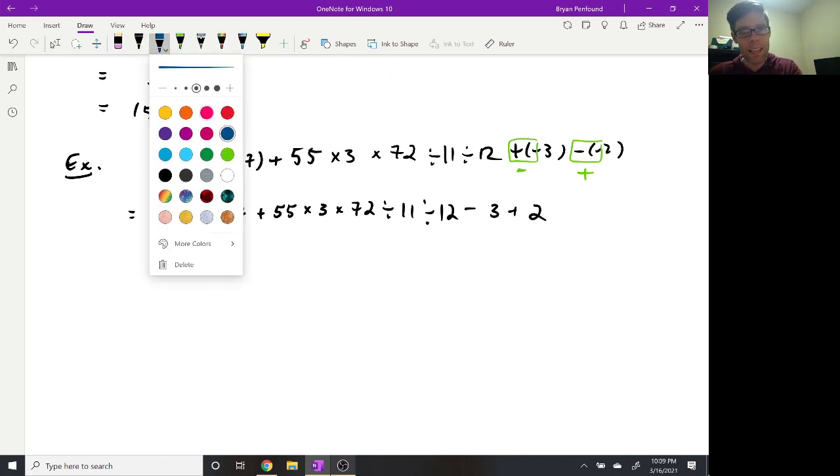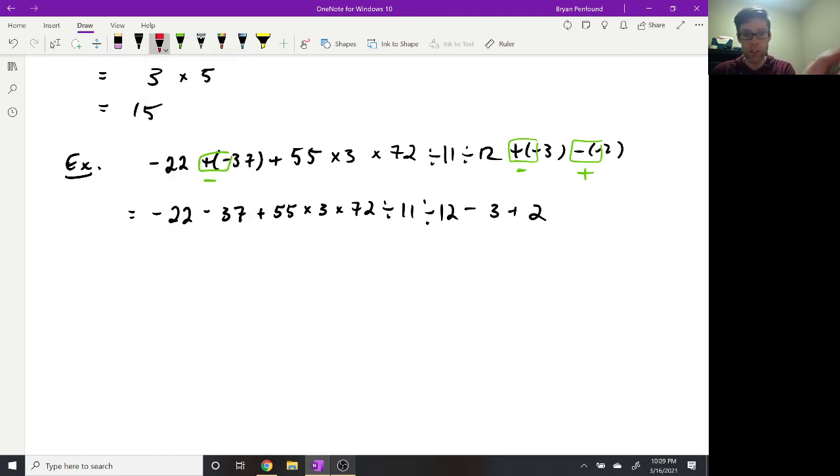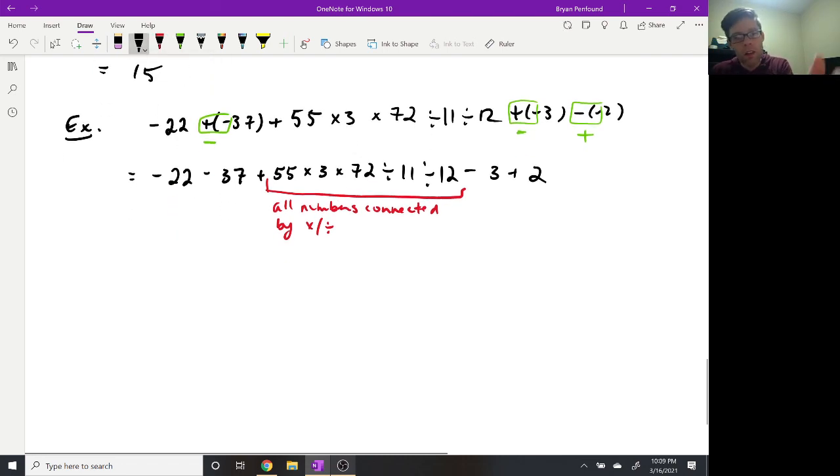Okay, the next thing I typically try to look for is, now we're going to move into tier 2, and tier 2 says identify all of your multiplications and divisions. So here are all of the numbers that are connected together by multiplication or division. I want to work with this grouping of numbers first. So I'm just going to copy these numbers down: 55 times 3 times 72 divided by 11 divided by 12. I'm going to work inside here because I want to do all of this first.